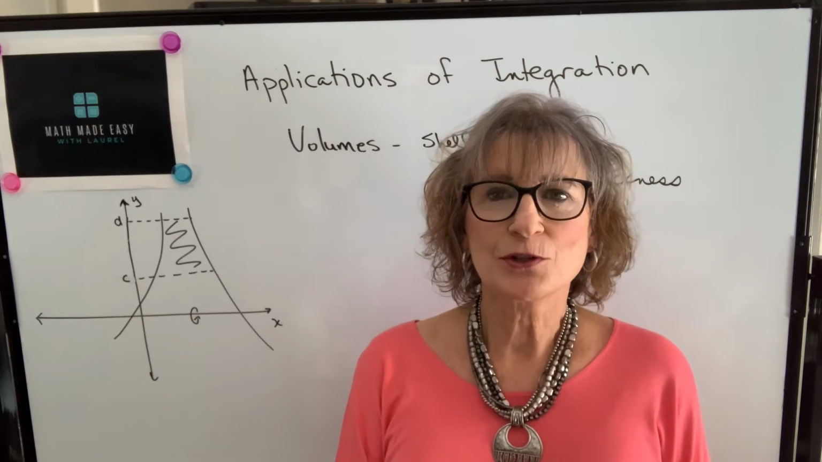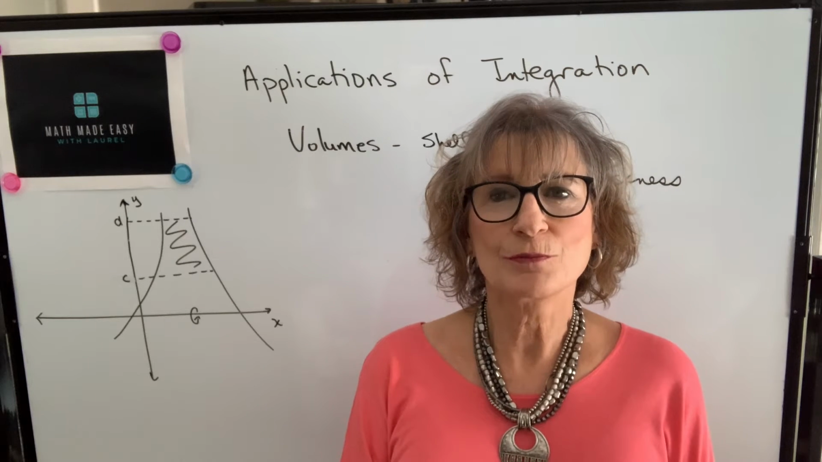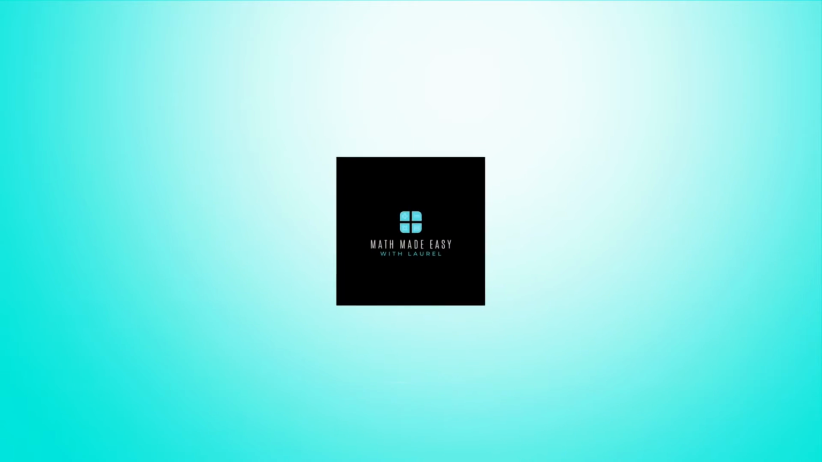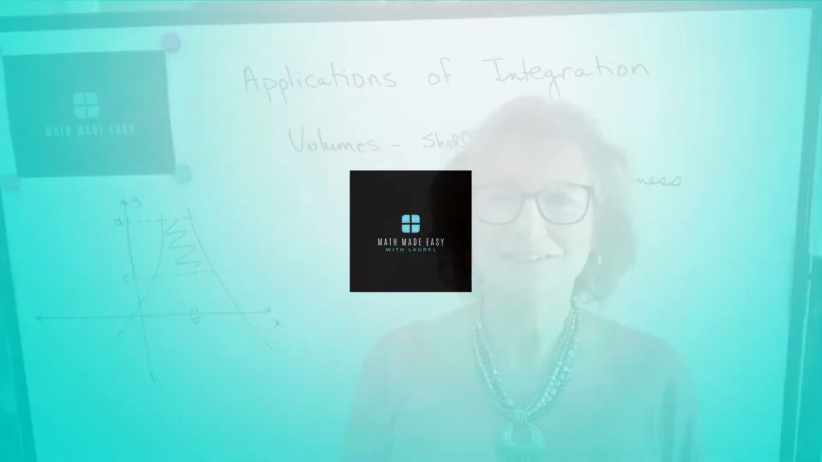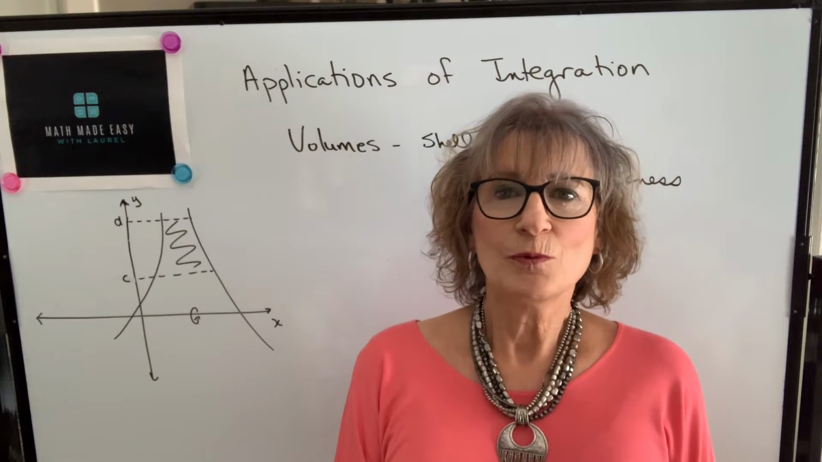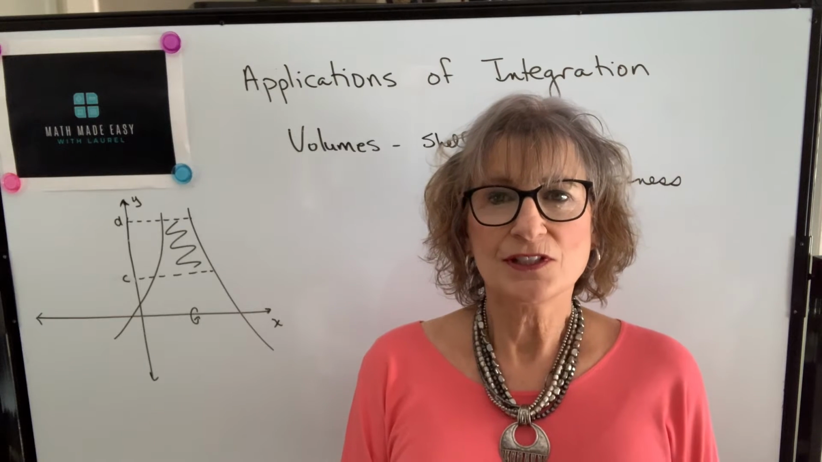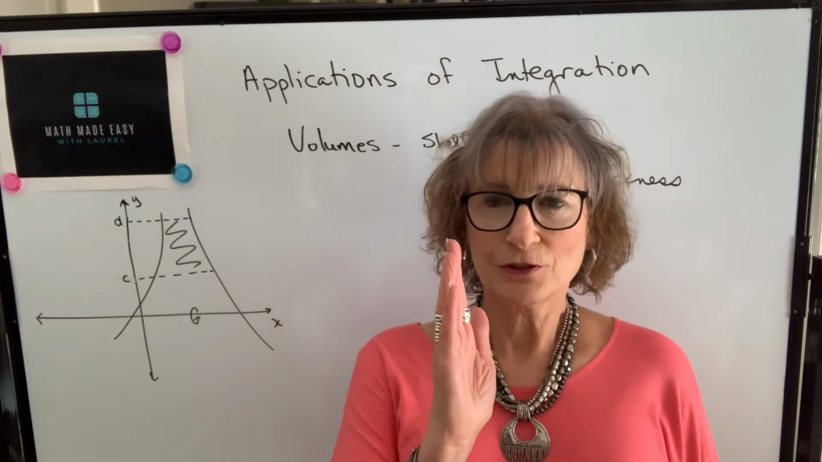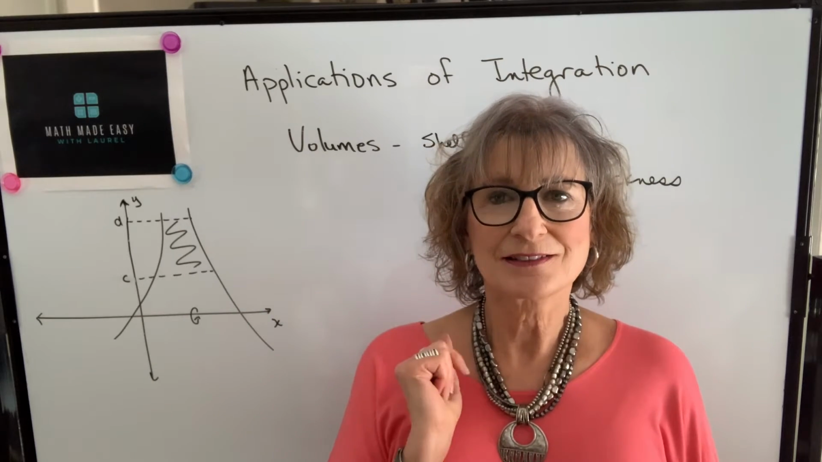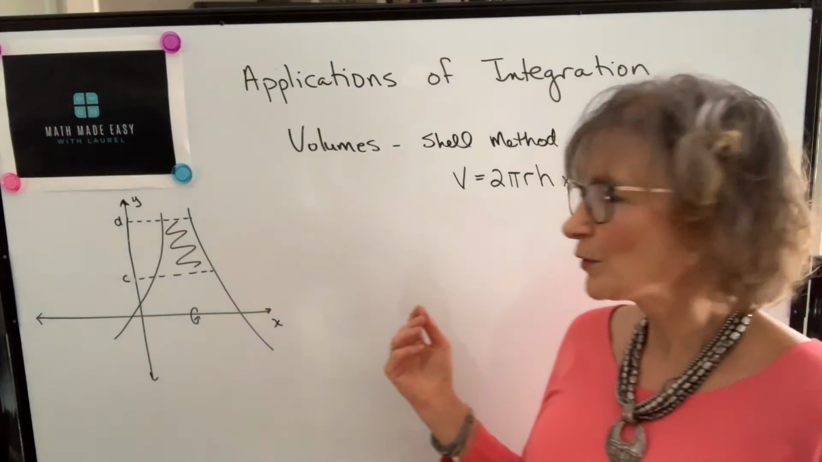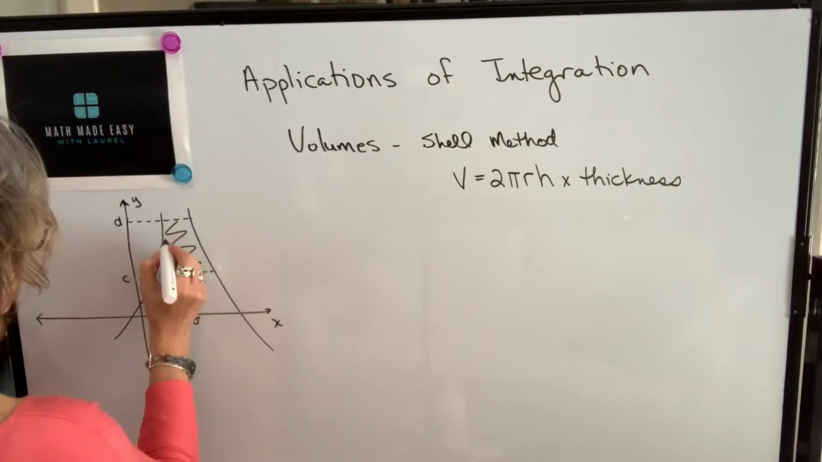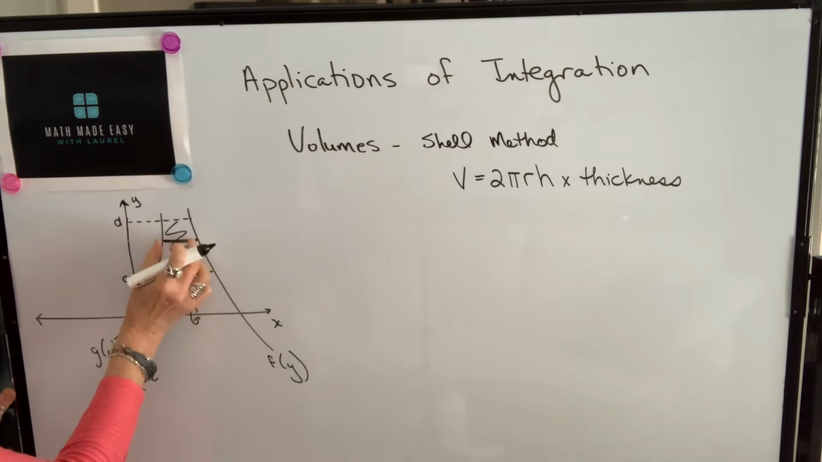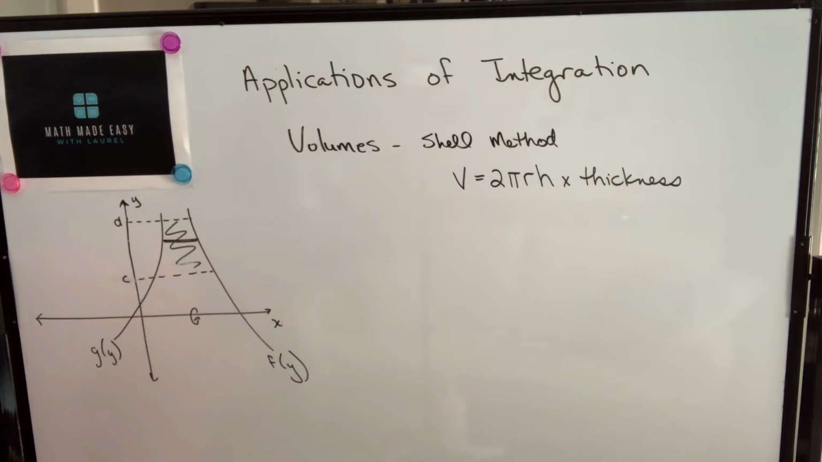I'm Laurel, and in this video we're going to continue our work on finding volumes using the shell method. In the previous video, we talked about how we found the volume using shell method when we had vertical rectangles rotating about the y-axis. In this, we're going to do the same thing, except we're going to use horizontal rectangles. And we're going to rotate those rectangles about the x-axis. Because they're parallel to the axis of rotation, we're going to use the shell method.